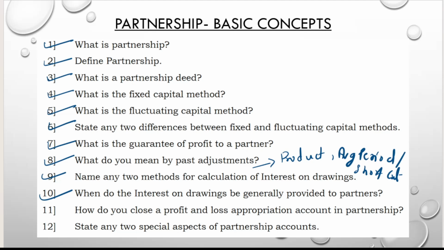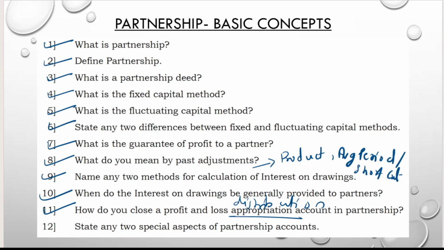How do you close the profit and loss appropriation account in partnership? What exactly is meant by profit and loss appropriation account? See, in the profit and loss account, we find out the profit or loss. Whatever profit we have found, we divide it for different purposes. That is done in the profit and loss appropriation account. See, appropriation is nothing but distribution. The question itself tells you what it means. Profit and loss appropriation, profit and loss distribution. How you distribute that profit among the different purposes is done in your profit and loss appropriation.